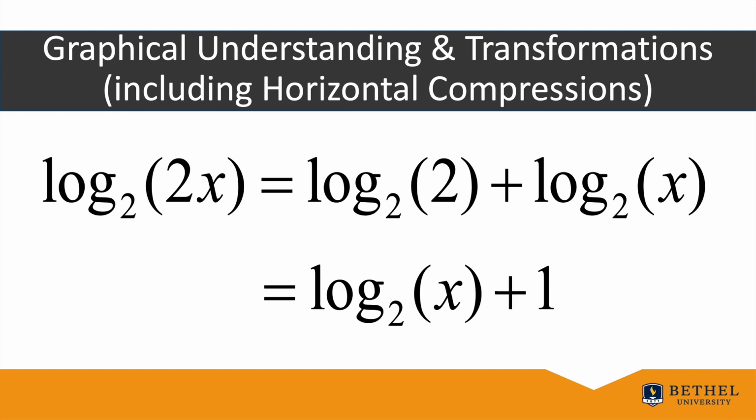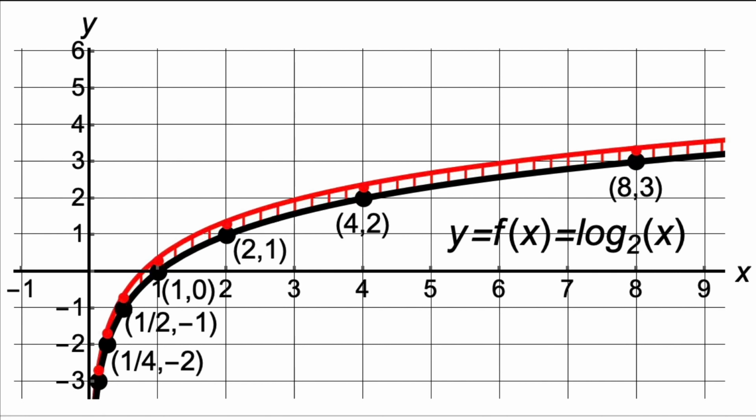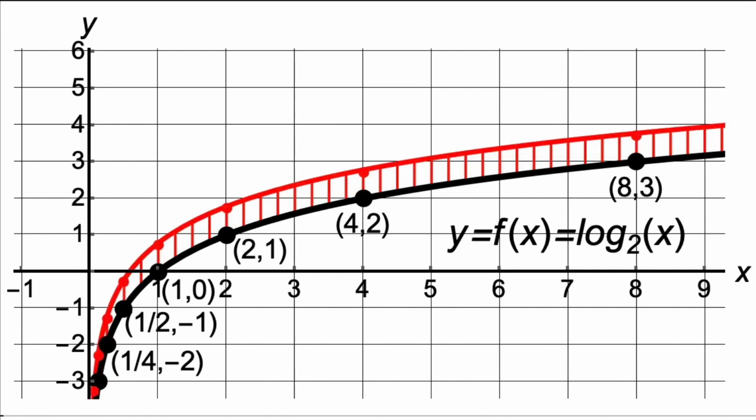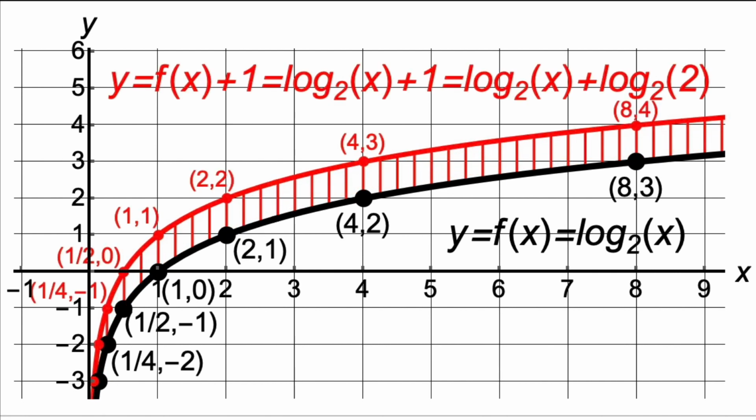We know from lesson 1.3 of Calculus 1 that log base 2 of x plus 1 represents a vertical translation of the graph of log base 2 of x upward by 1 unit. But is there a way to graphically interpret log base 2 of 2 times x? Yes, there is, as something called a horizontal compression. In this visual, we see the graph of log base 2 of x in black get translated up by 1 unit to obtain the graph of log base 2 of x plus 1 in red.